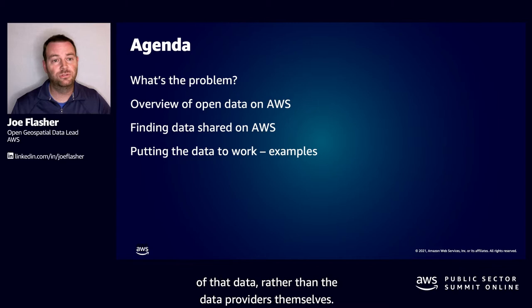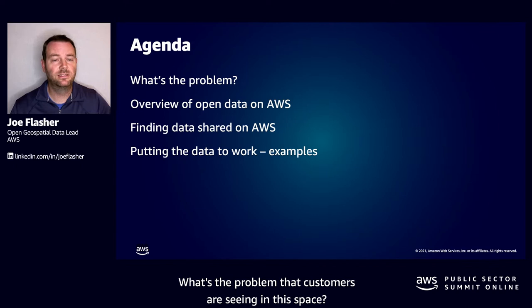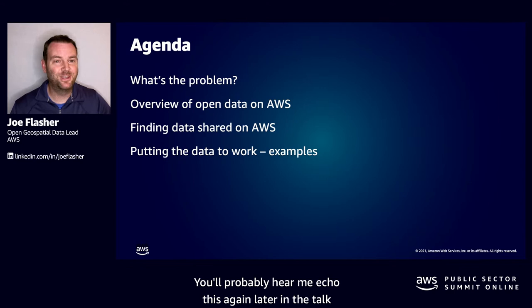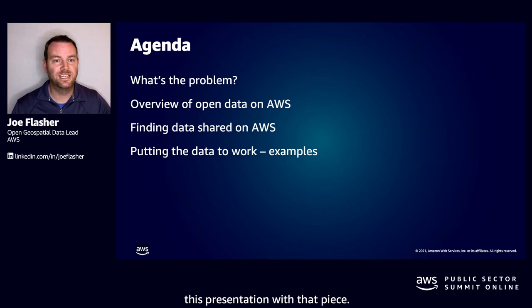So if we look at a quick agenda here, I just want to go over what is the problem that we're looking at, right? What's the problem that customers are seeing in this space? Then we'll do a little bit of an overview of open data in AWS. We'll talk about how you can go about finding that data that is shared on AWS. And then my favorite part, we'll talk a bit about how users are making use of this data or putting the data to work. You'll probably hear me echo this again later in the talk, but it's one thing to make a whole lot of data available, but if that data isn't being used for anything, then there's really no point to it all. So I'm happy to wrap up this presentation with that piece.